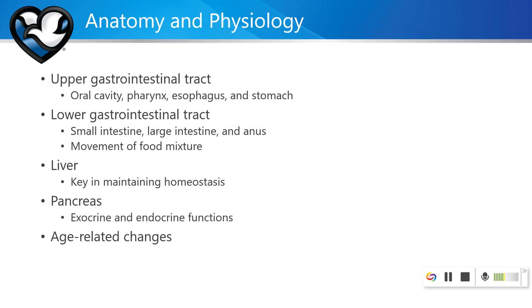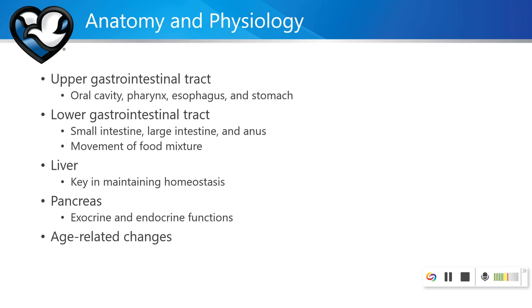Chyme leaves the stomach through the pyloric sphincter in small amounts, and as it passes through the pyloric sphincter into the duodenum, liver and pancreatic secretions are added to continue the digestion process. Much like the LES, the pyloric sphincter prevents reflux of bile from the small intestine into the stomach.